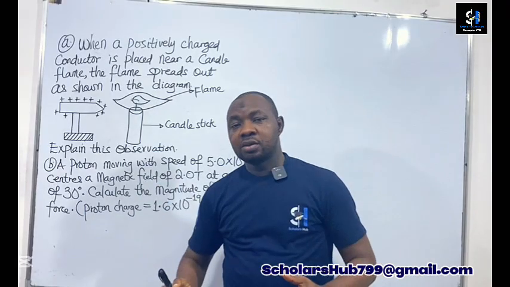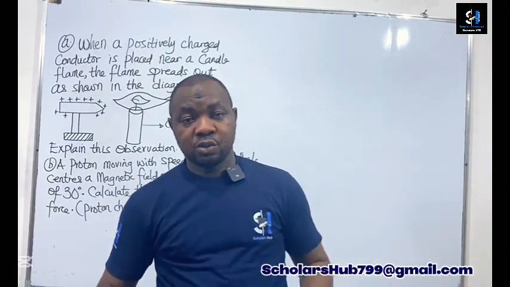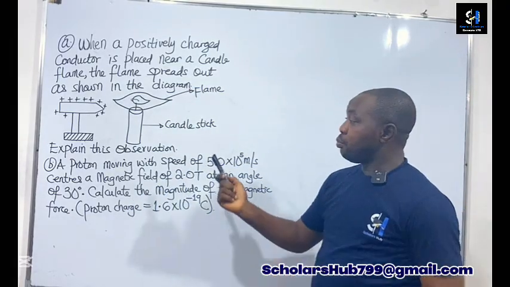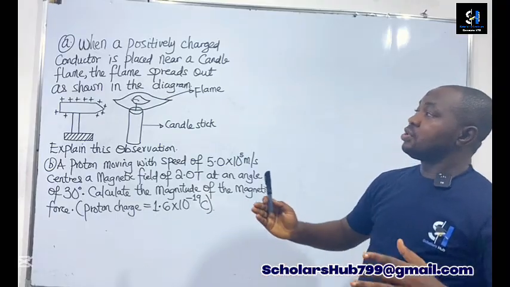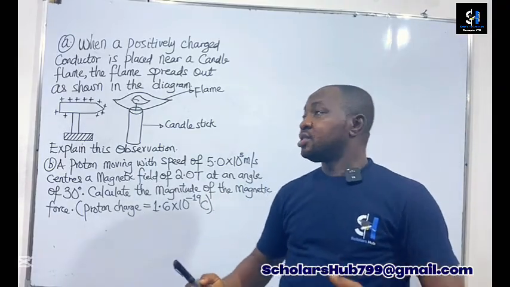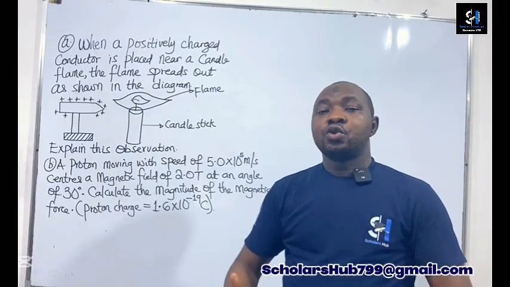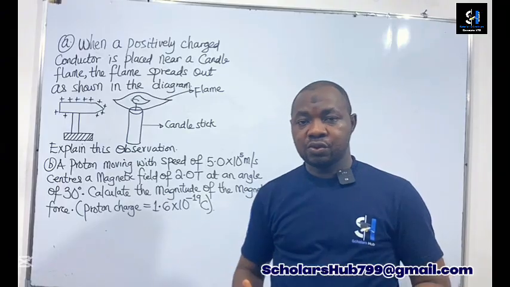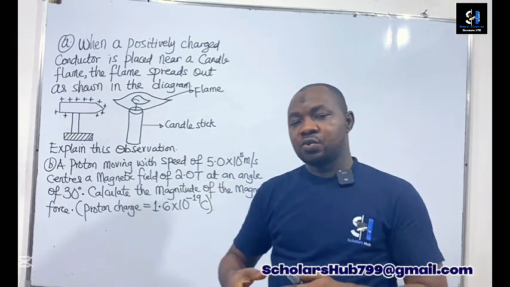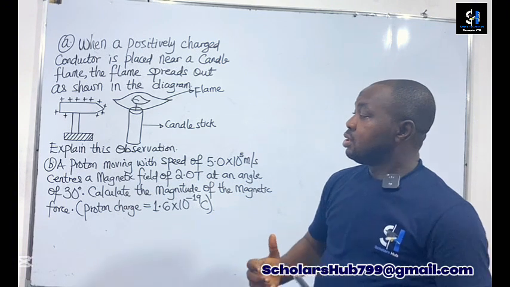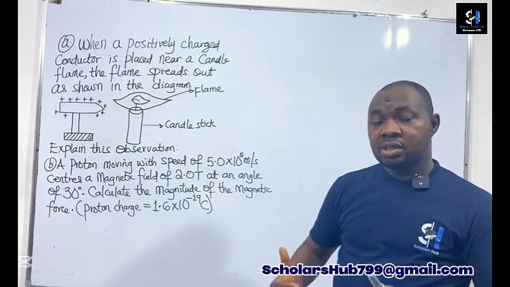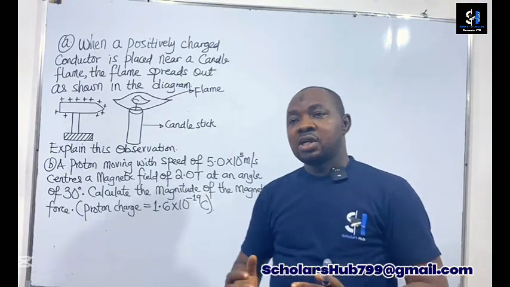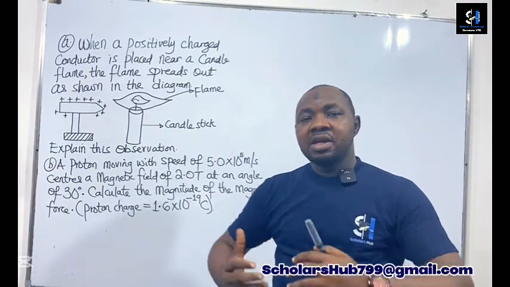Explain this observation. The flame contains charged particles known as positive ions and negative ions, and that will be due to heat and combustion process. So when a positively charged conductor is placed near a candle flame, the conductor will attract negatively charged ions, that is the negatively charged particles, and repel the positively charged particles in the flame. So the movement of the ions, that is the movement of the charged particles, will create an electric force that will push the flame outward, making it spread out.